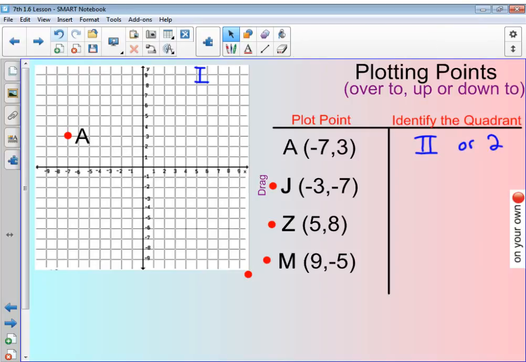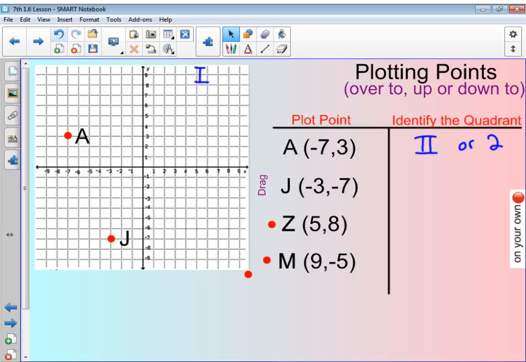Okay, so let's do J. Okay, so J is -3, -7. So we're gonna go over to -3 from the origin and then down to -7. So -3 down to -7. So there's my J. Okay, once again, what quadrant would that be?